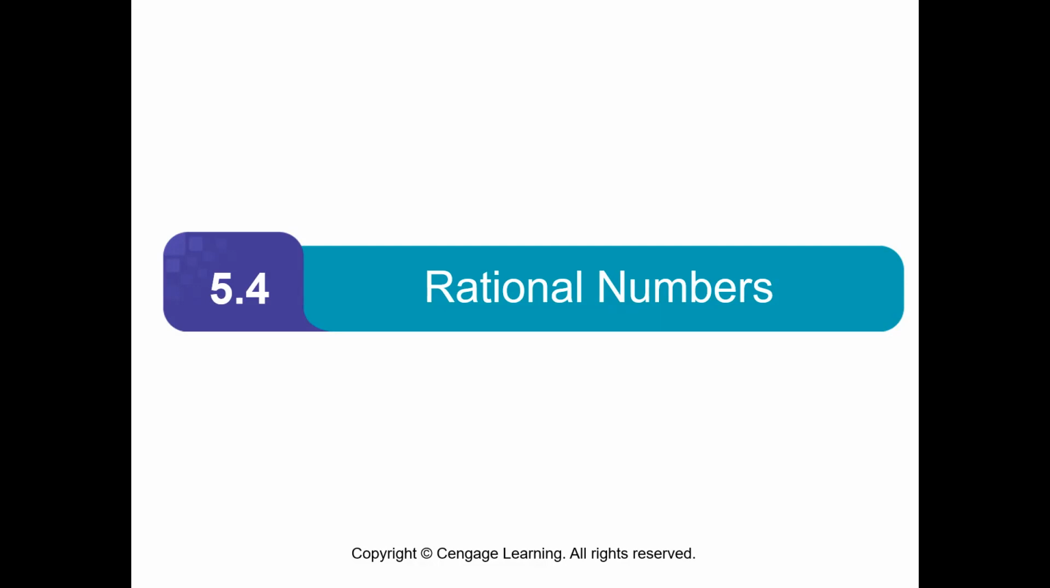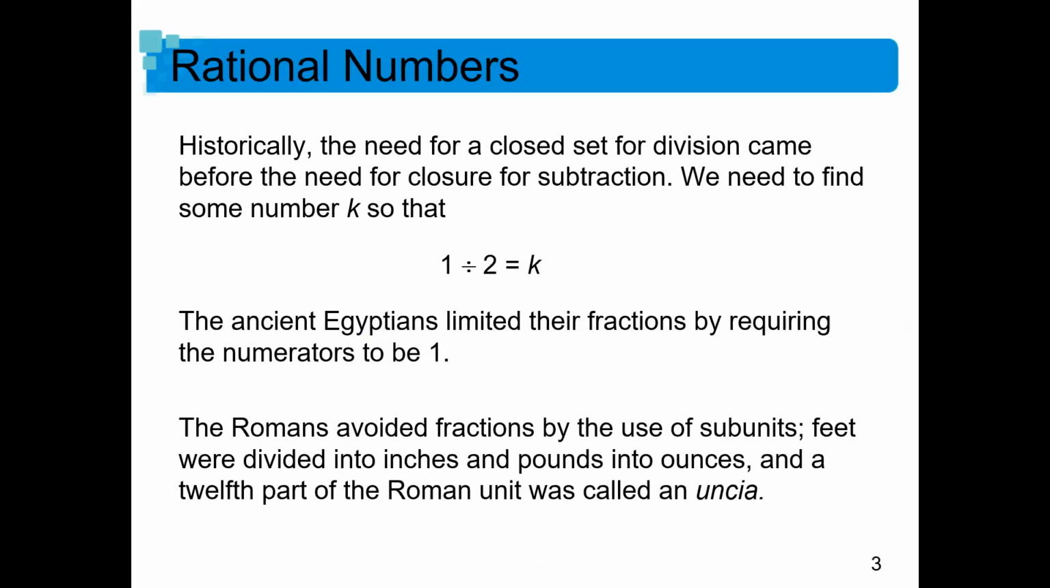So if you recall, in the last video we talked about integers. Now let's extend our knowledge about numbers and talk about rational numbers. Historically, the need for a closed set for division came before the need for closure for subtraction. We need to find some number k so that 1 divided by 2 equals k.